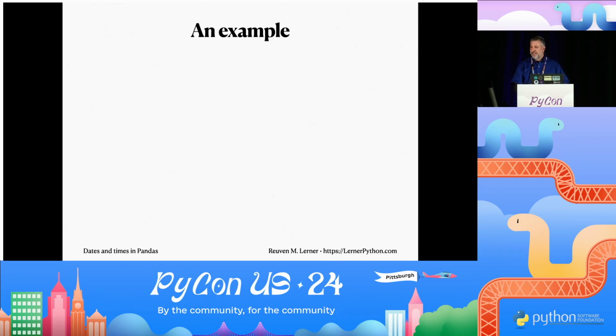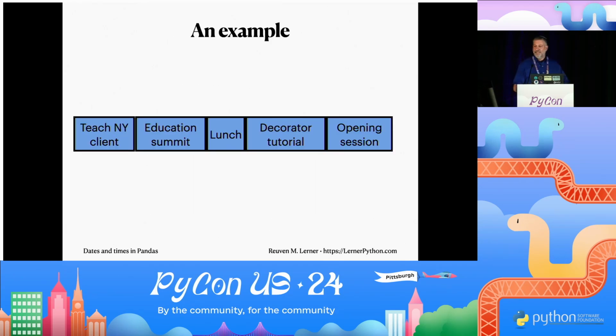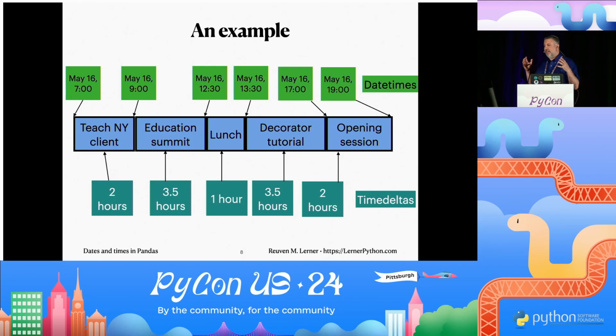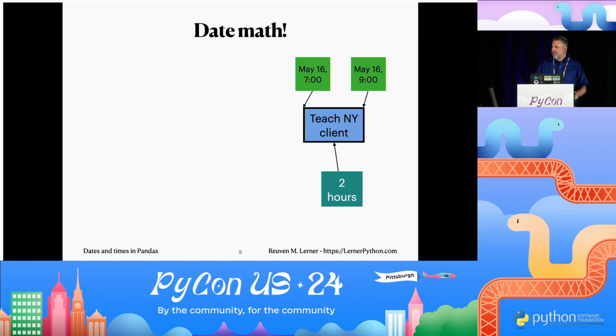So let's do a little example here. So we had my schedule from yesterday, more or less. I taught a client in New York, then I went to the Education Summit, then I had lunch, then I did the decorator tutorial, and then I attended the opening session. So we can mark the start and end of each of these with date time objects. These are particular moments in time. But the length of each of these things we describe as a time delta. Again, we need two different objects because these are two different ideas, even though we think of them both as time.